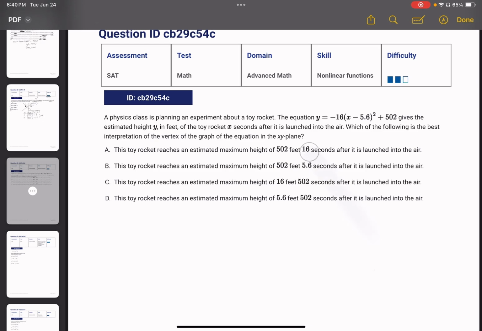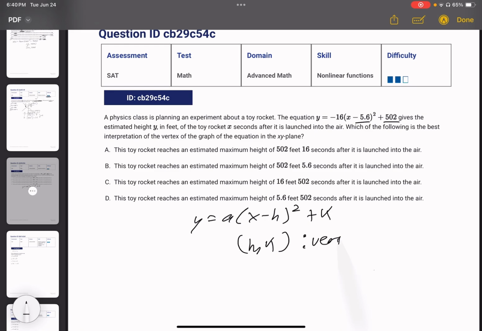502 feet, and then 16 and 5.6. So to easily understand the purpose of each number, I'm going to write y is equal to a times (x minus h) squared plus k, where h comma k is our vertex. Okay, with that said, we know that our vertex in this scenario is going to be 5.6 comma 502.